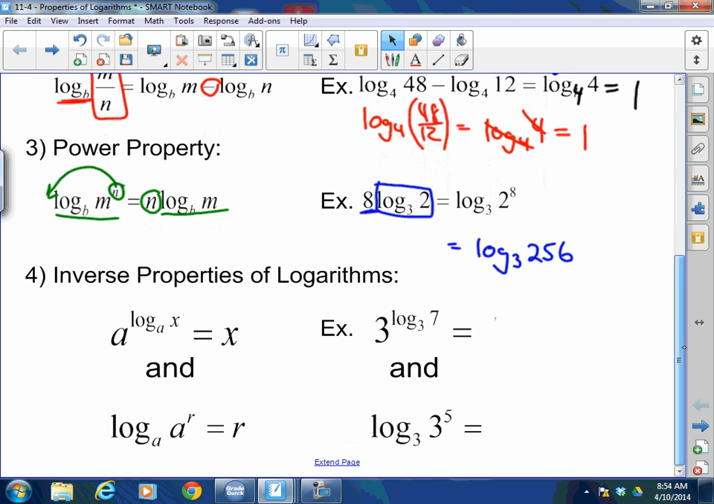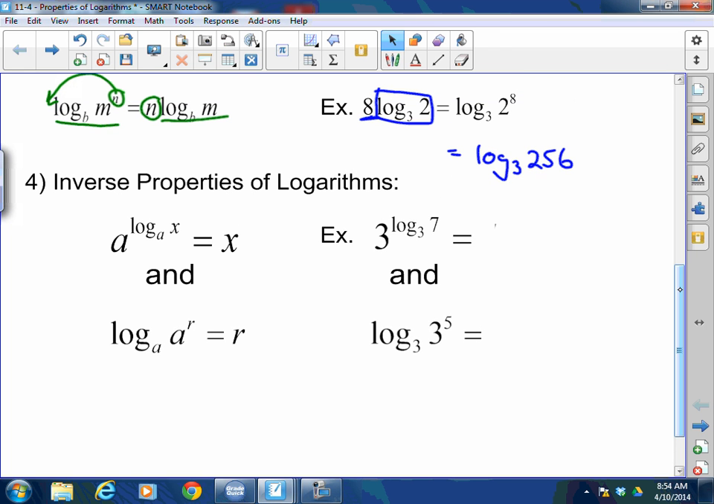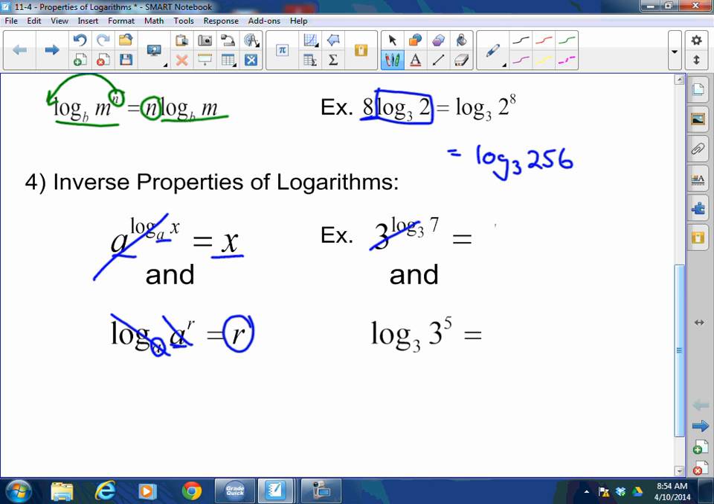Wait, no, last thing. Inverse property. We already learned it, and in fact, I started the lesson with it, right? If I have a to the log base a of x, if these guys are the same, they cancel, and I'm left with x. If I have log base a of a to the r power, as long as this base is equal to that answer, this cancels, and I'm left with r. So, for example, 3 to the log base 3 of 7, these guys cancel, I'm left with 7. Log base 3 of 3 to the 5th power, these guys cancel, I'm left with 5.